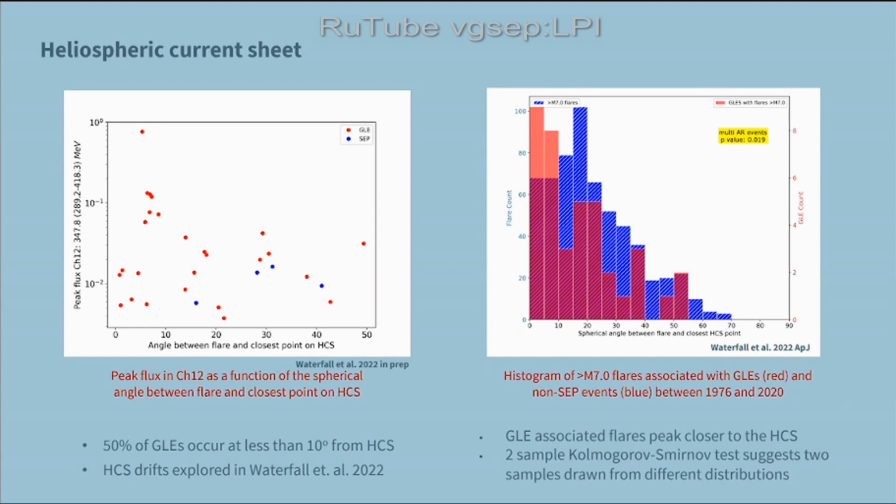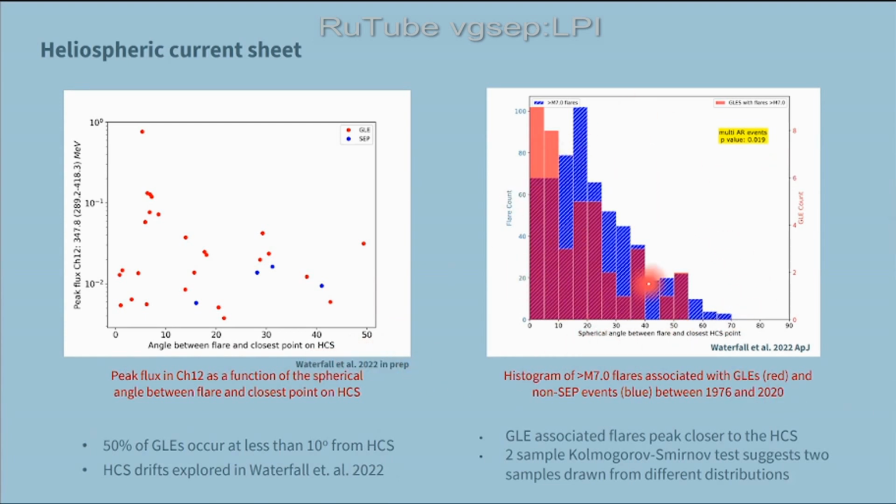Sticking with the heliospheric current sheet, we also looked at the spherical angle between the flare and the closest point on the current sheet for each event. Here we have the SEP events in blue, of which there aren't many, and the GLE events in red. You can see most of the GLEs, 50% of them, occurred less than 10 degrees from the current sheet. We explored the current sheet and the related drifts along it quite extensively in a paper that was published recently. If anyone is interested, please go check it out.